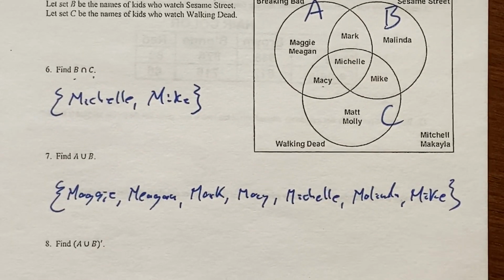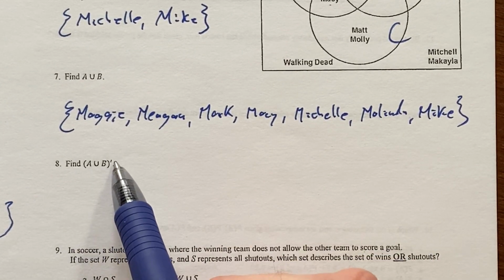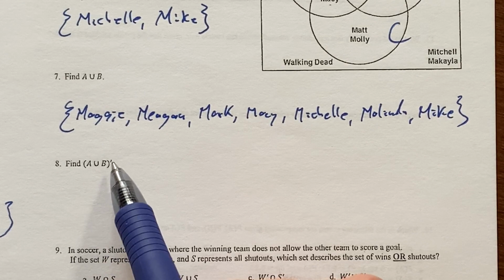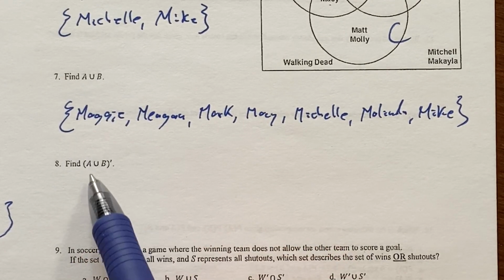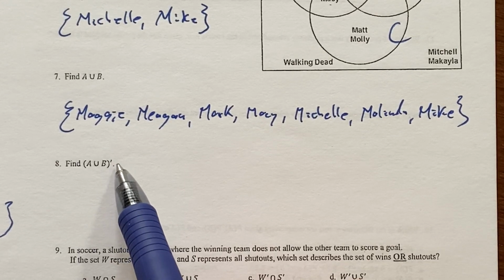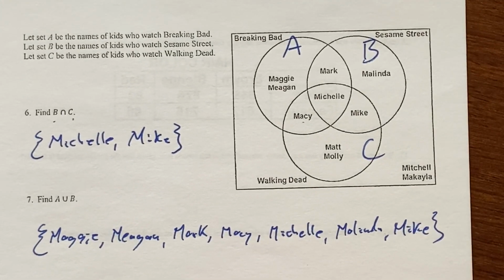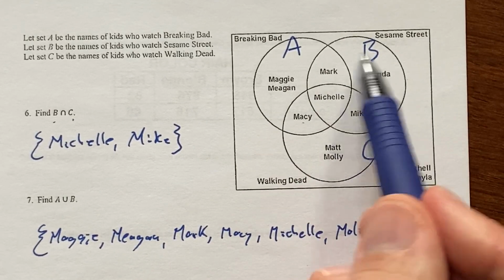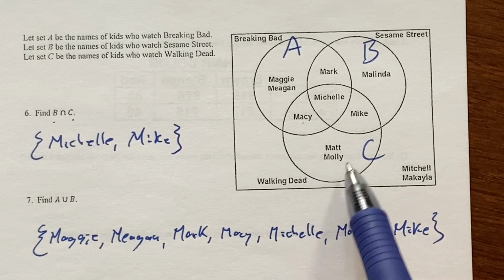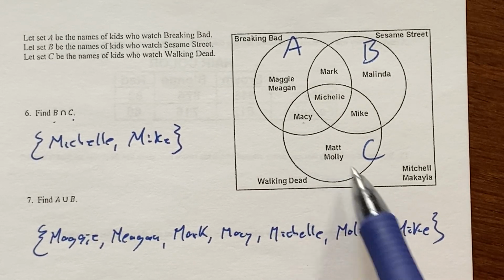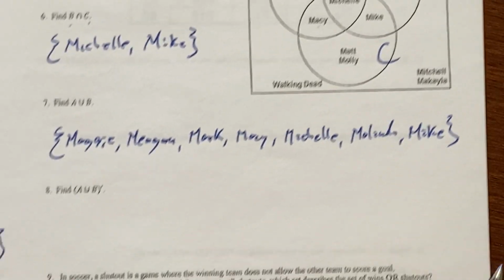All right, last one right here. We've got the complement of A union B. So everything that's not in A union B. We just did A union B. These would be the people that don't watch Breaking Bad or Sesame Street. Well, who doesn't watch either one of them? Well, these people up here watch Breaking Bad or Sesame Street. Matt and Molly don't watch Breaking Bad or Sesame Street. Neither do Mitchell or Michaela. So we're going to write those 4 names down.